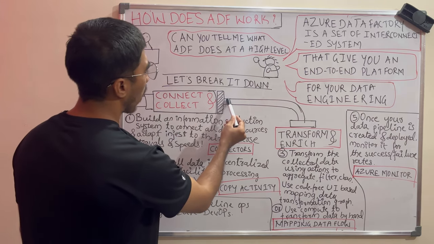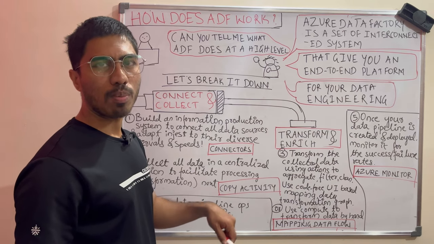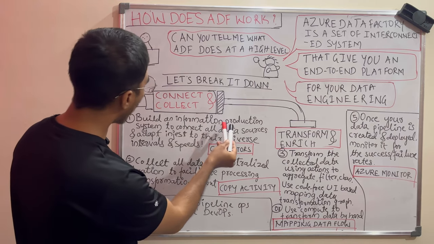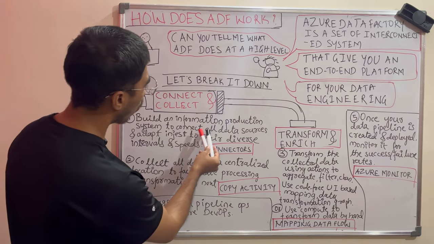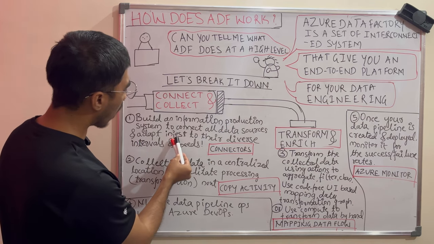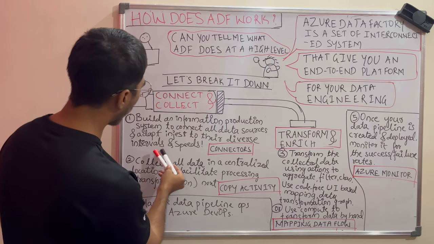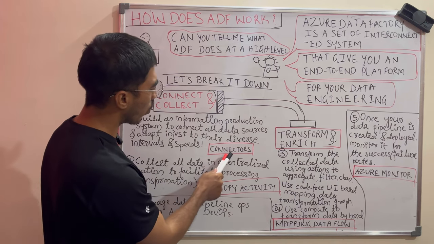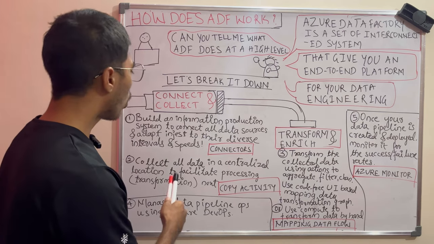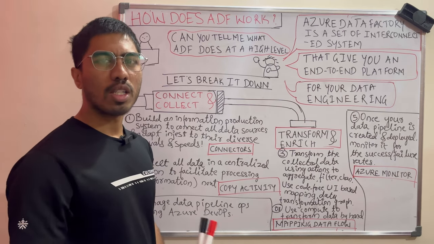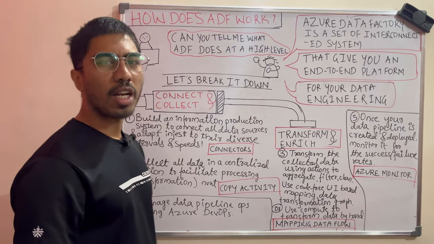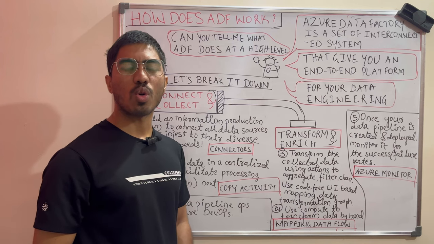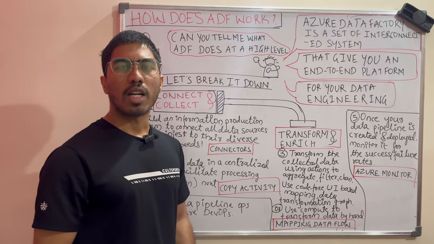This is the Azure pipeline. I'll explain the pipeline later. The first step is to build an information production system to connect all data sources and ingest their data at diverse intervals and speeds. For this first step we need connectors. In this step we are collecting data from disparate data stores, connecting to different data stores and collecting the data.